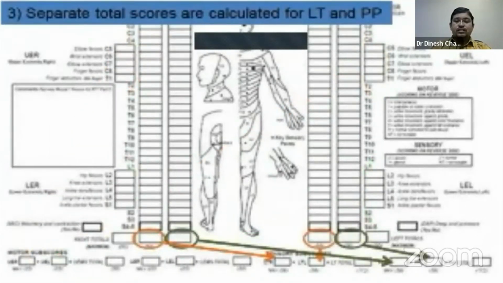So if you see, this is the sensory score where you have to mark separately. Total scores are calculated for light touch and pinprick, for the left side and right side. According to that, you have to mention, then you have to summarize, 56 plus 56 is 112. Okay. So that is how much the patient's score is.